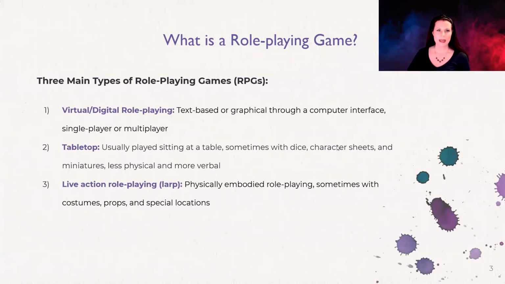So there are three main types of role-playing games, and there's some variety within these, of course. The first is virtual or digital role-playing games. These are text-based or graphical games that use a computer interface, and they can be either single player or multiplayer. There's also tabletop role-playing, which is usually played sitting at a table, sometimes with dice, character sheets, and miniatures. And this is less physical and more verbal. And there's also live action role-playing, or LARP, which is physically embodied role-playing, sometimes with costumes, props, and special locations.